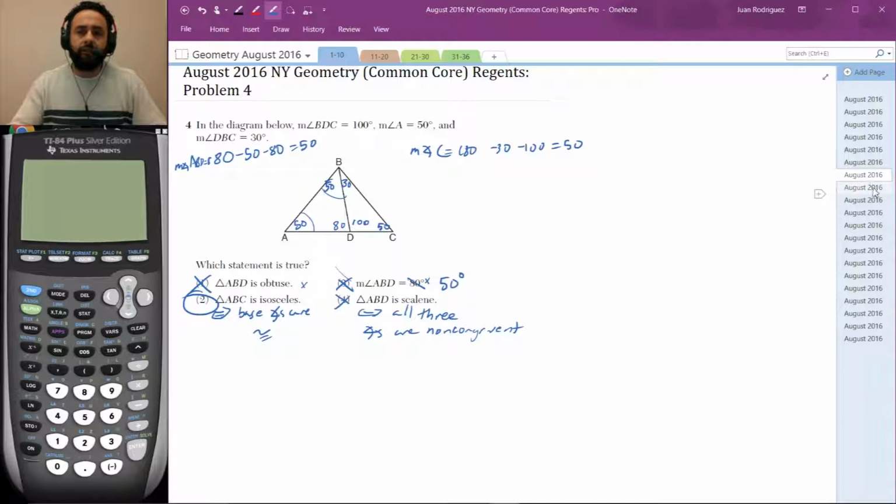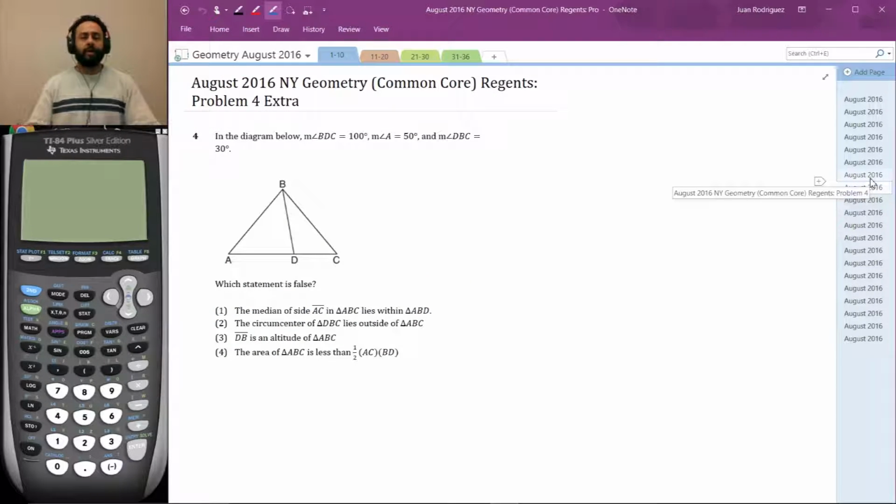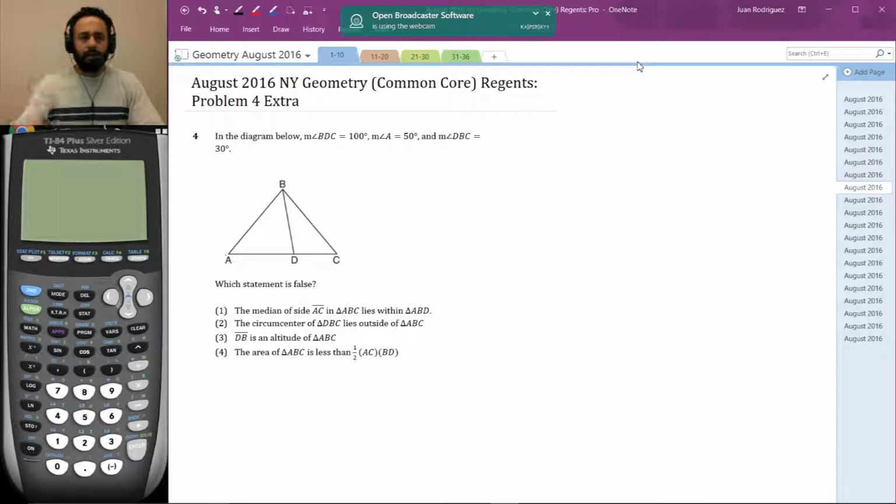So let's see if we can do an extra problem that we created here at JuanTutors.com. In the diagram below, the measure of angle BDC is 100 degrees, the measure of angle A is 50 degrees, and the measure of angle DBC is 30 degrees. Here's the diagram, and which statement is false? Before I continue, I want you to pause the video, try the problem on your own, and see if you get the right answer.